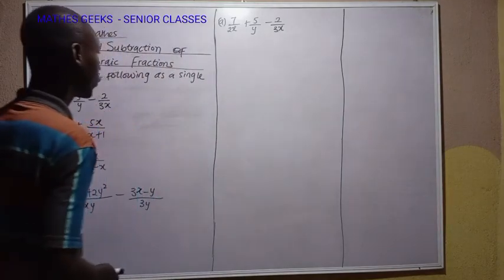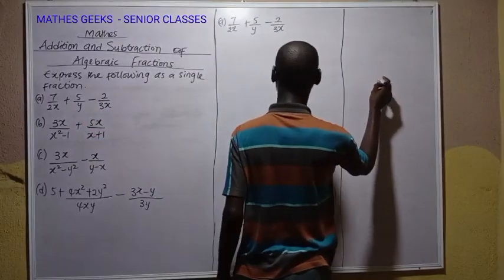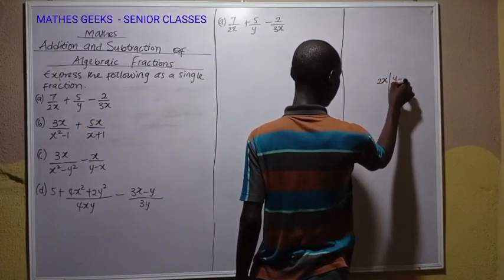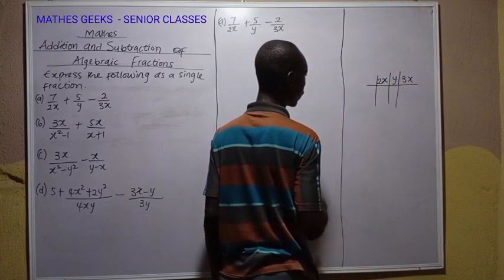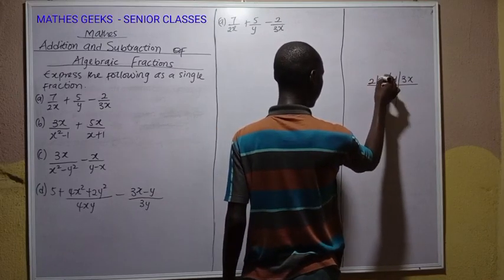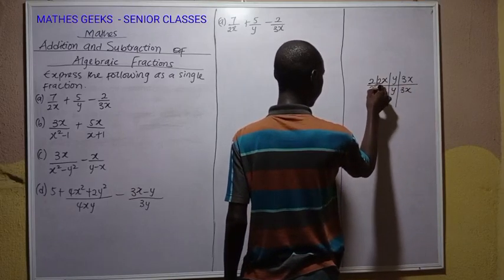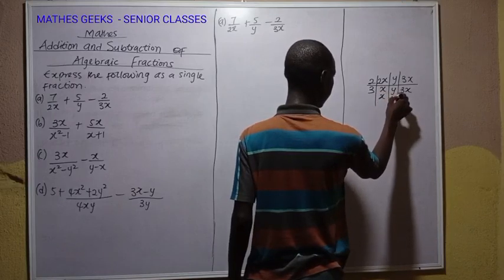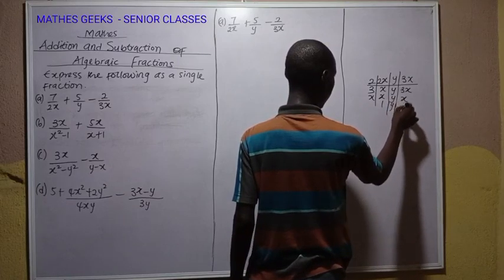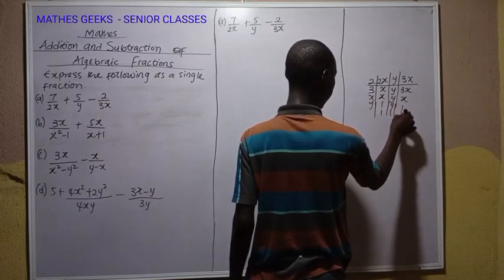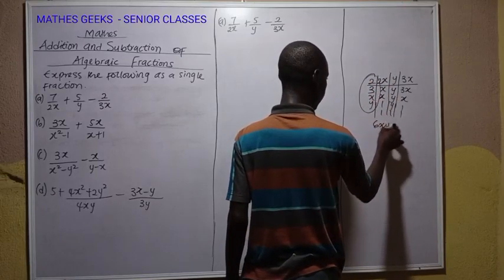The first thing we need to do is to look for the LCM of the denominators. So we'll come to the side and get what is common. Okay, let's start with 2. 2 and 2 is 2, x, y, 3x, 3 is 3. This gives us 6xy. So our LCM is 6xy.